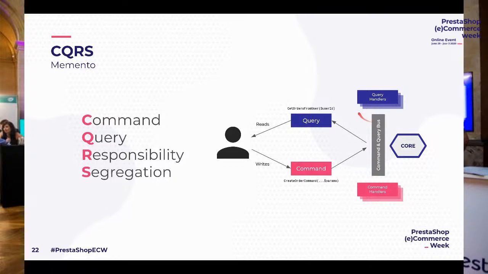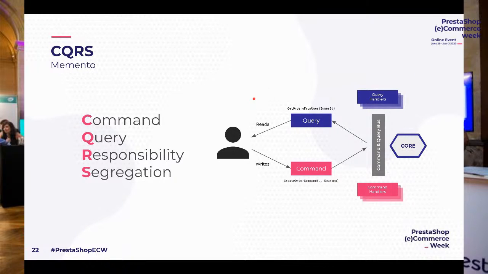And the other way around, if, for example, I want to find out all the orders placed by a user, I instantiate a new instance of get orders from user, and I pass along the user ID, and then I send it to the command and query bus, which will take care of finding out the data that I want. There are some classes called query handlers which will take care of that, and they will take care of interacting with the core and finding out all the information that I need.